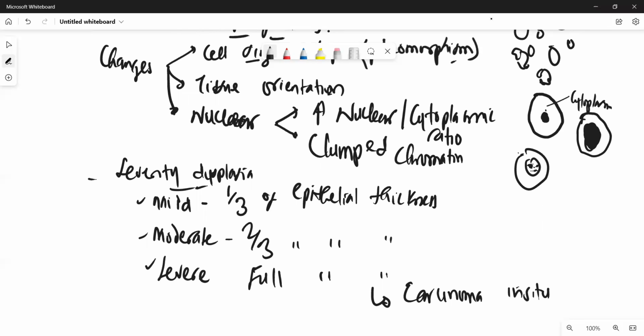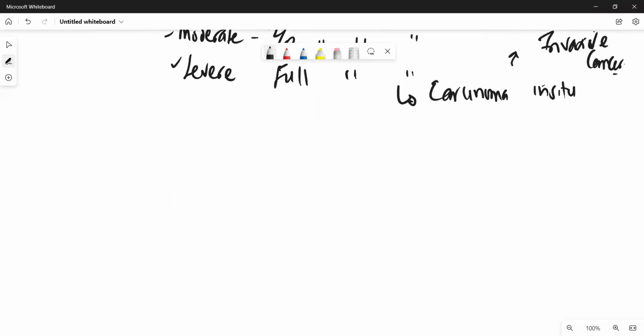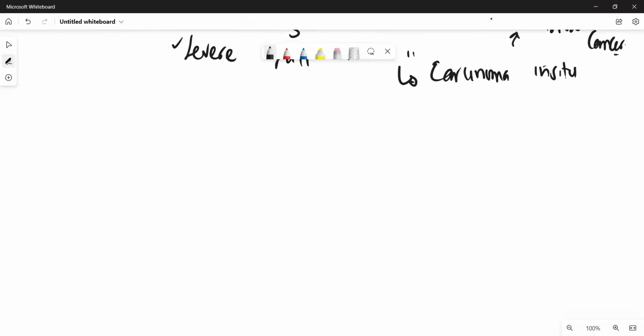So this is when the whole epithelia is full of cancer, but the cancer has not invaded the basement membrane, right? Because if it invades the basement membrane, then it becomes invasive cancer. So carcinoma in situ is just a cancer that is waiting to invade the basement membrane. So that's dysplasia. So we're moving on to the next one, which is atrophy.